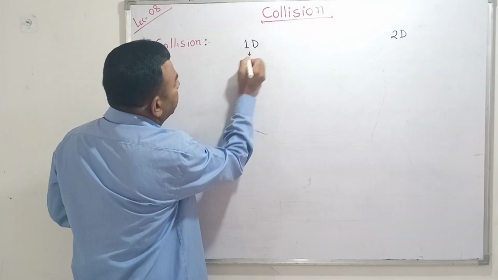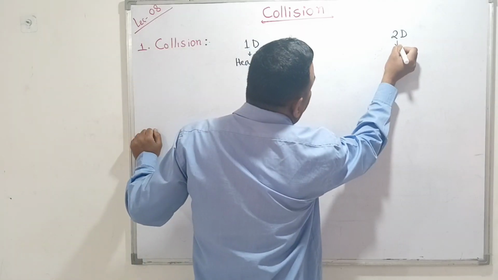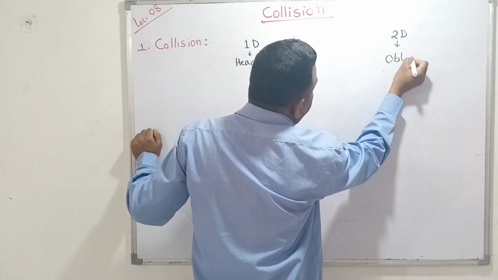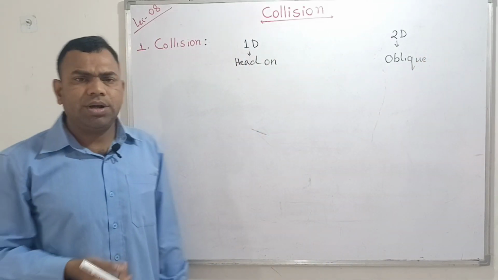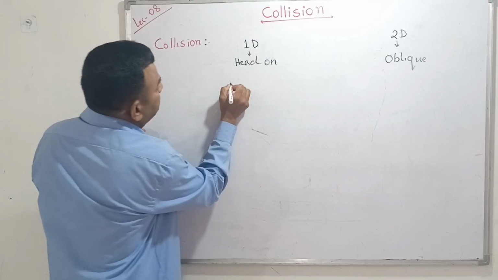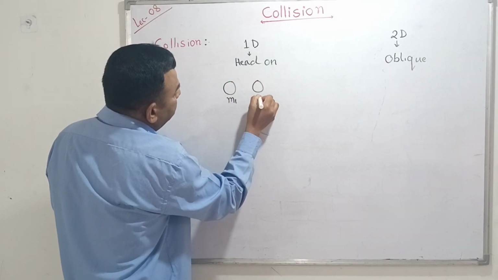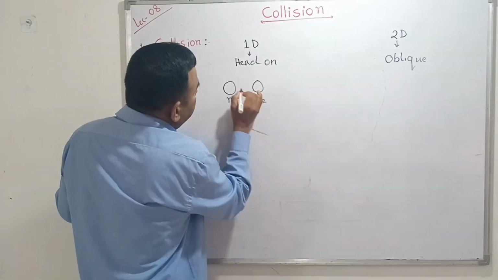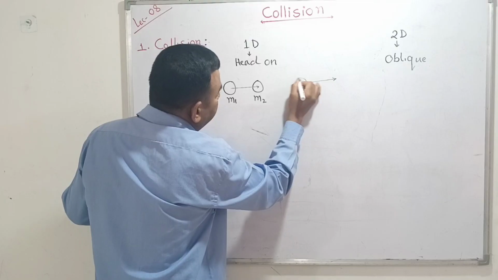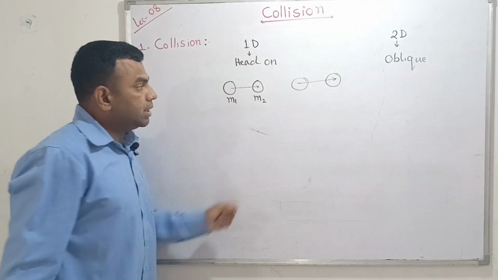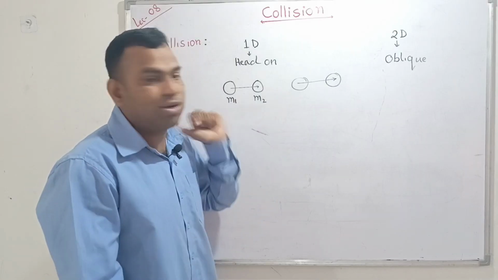Which type is it? Head-on, and this is called oblique collision. Now, what is the difference between head-on and oblique collision? In head-on collision, suppose one mass is m1 and another is m2. After collision, the direction of motion after the collision is in the same straight line. Then that type of collision is called head-on collision.